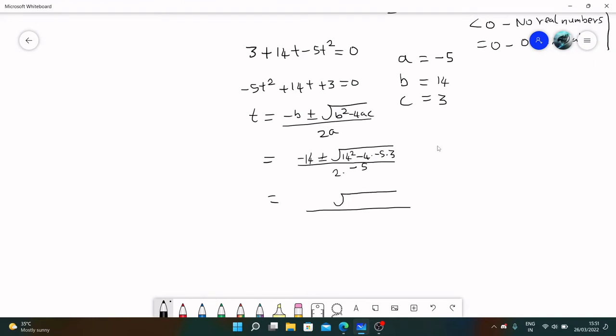So, minus 14 plus minus the square root of 14 squared, that will be 196. 196 minus 4 into minus 5 into 3 will give you 60. Minus 4 into minus 5 is 20. The minus minus cancel out. 20 into 3 is 60, by minus 10. And then you have minus 14 plus minus the square root of 196 plus 60, which is root 256.